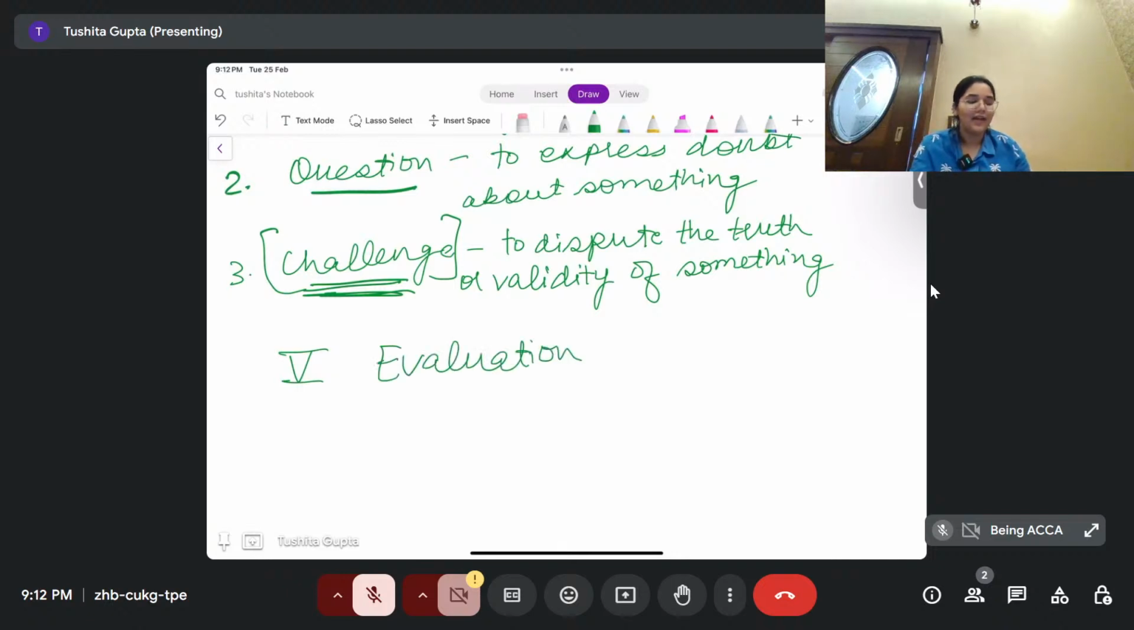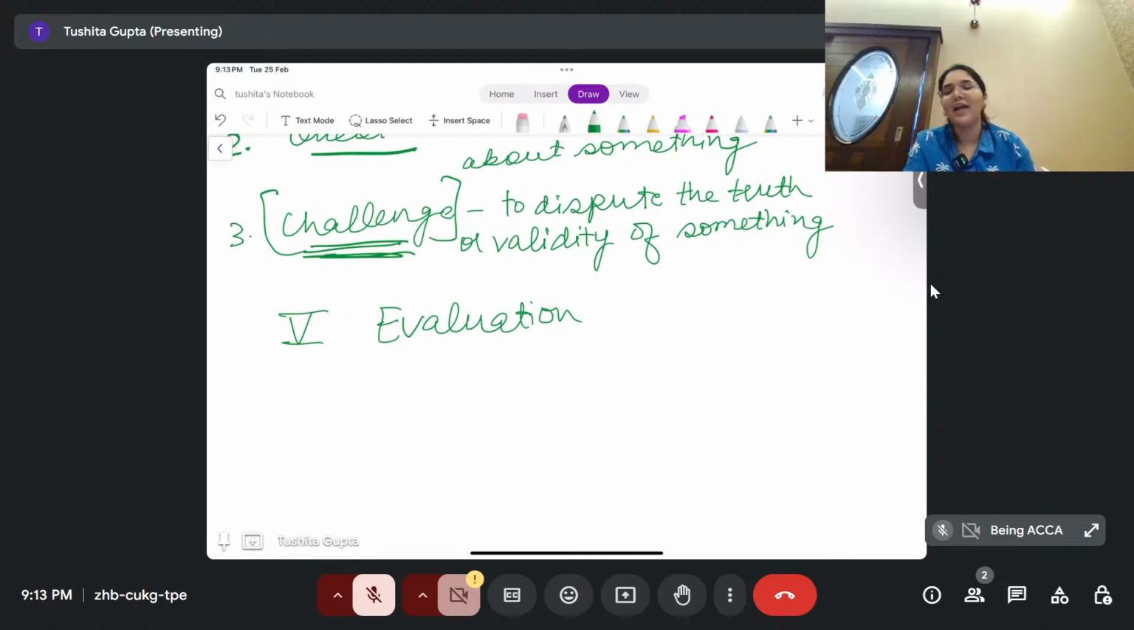Now under evaluation, again we are going to have to consider three things. Evaluation means evaluating something. If you people submit your answers to me, I evaluate your answers, I find out what is good, what is not. So evaluation is exactly this. What all are you going to take care of here? Firstly, you do an assessment.